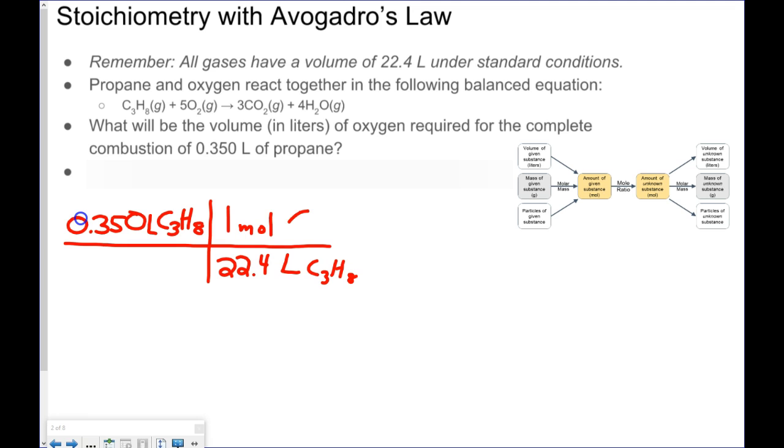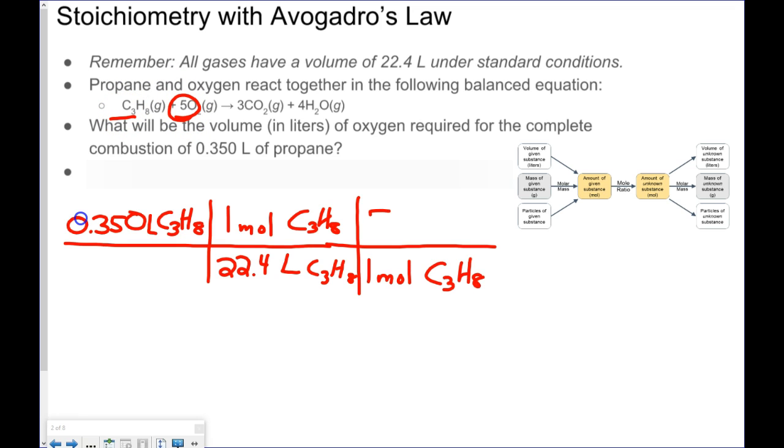22.4 liters is going to be equal to 1 mole. I could go right here and just cancel that out, and that would tell me how many moles, but really what I'm looking for is I want to know how much oxygen goes with that. So I'm going to use my mole ratio here. 5 moles of oxygen for every 1 mole of propane. Just like I've done with other stoichiometry problems, now I'm just going to be doing the conversion here.